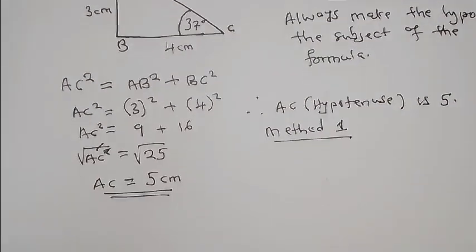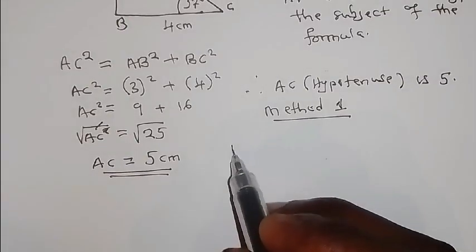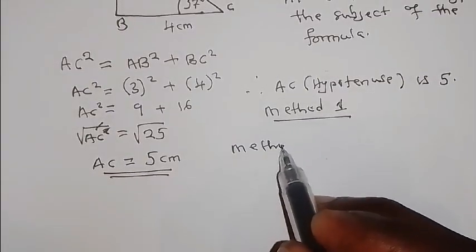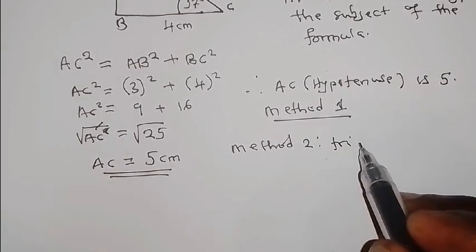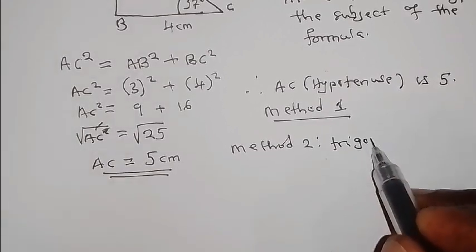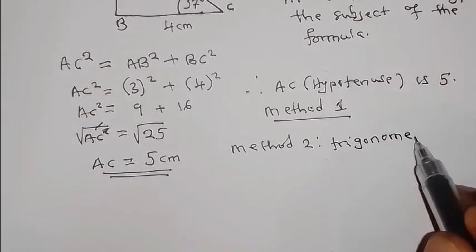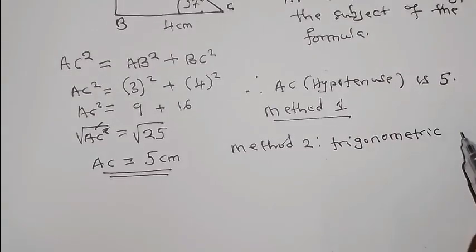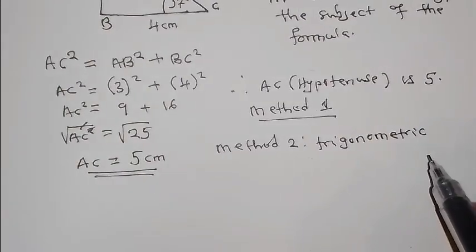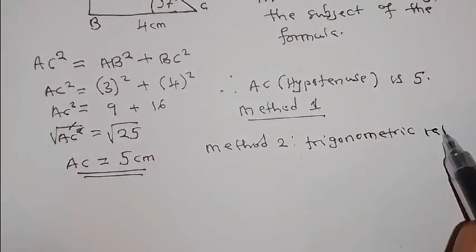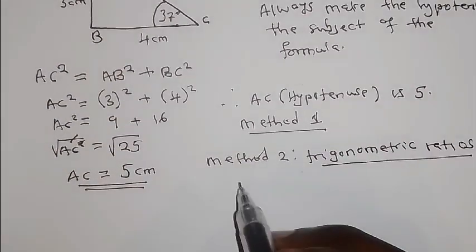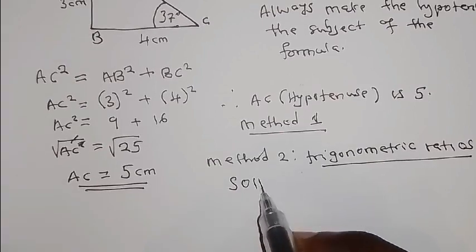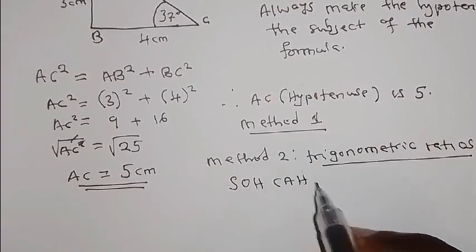So now, what is method 2? For method 2, we are going to use trigonometric ratios. We know those ratios, okay? The ratios are from the abbreviation SOHCAHTOA.